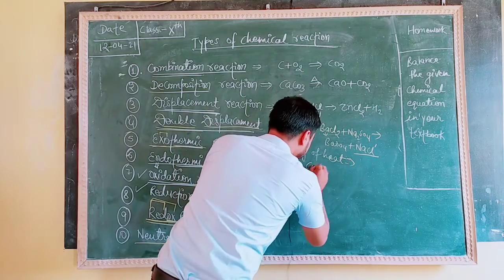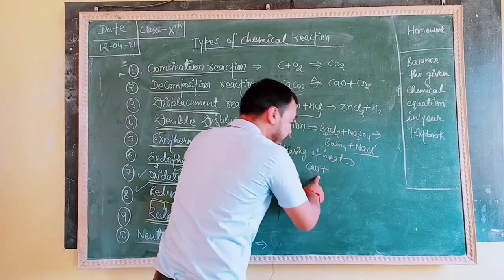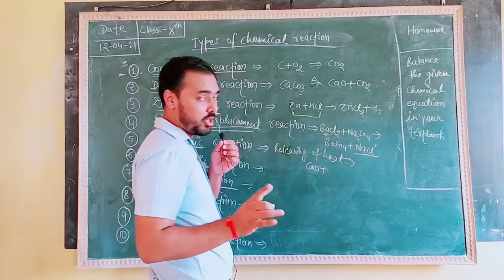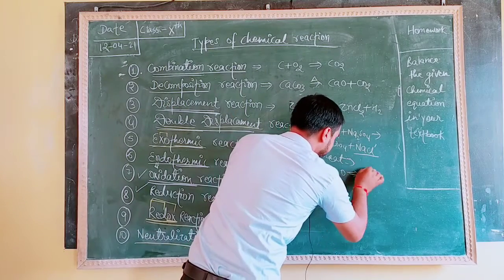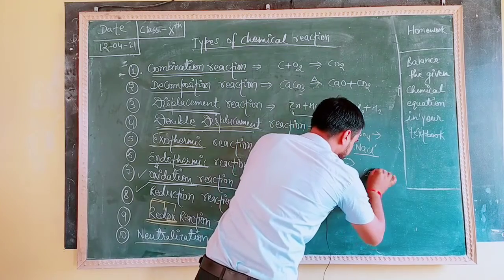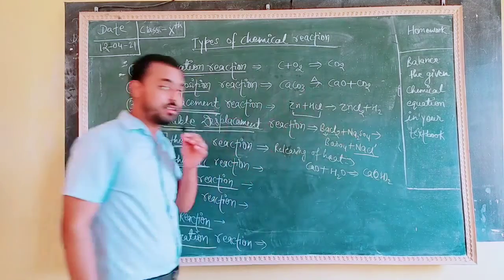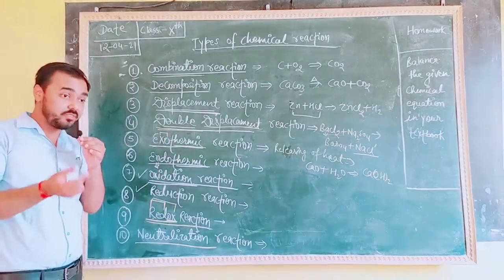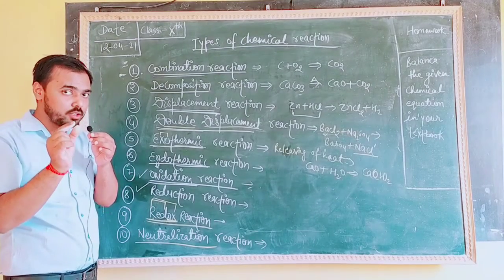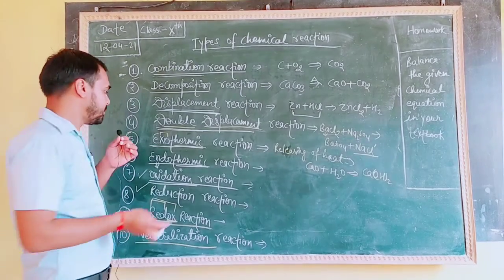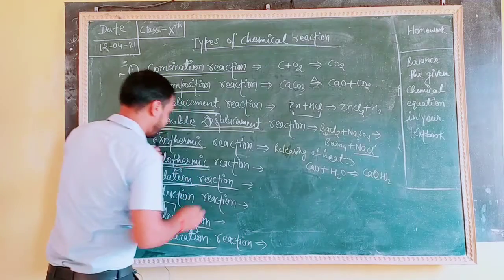Example: CaO, calcium oxide. Calcium oxide is commonly known as lime. When calcium oxide reacts with water it becomes calcium hydroxide, and during this reaction heat is released. You must have seen this whenever calcium oxide is dipped in water. I am talking about lime solution.